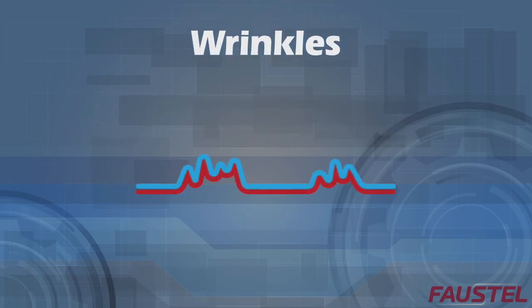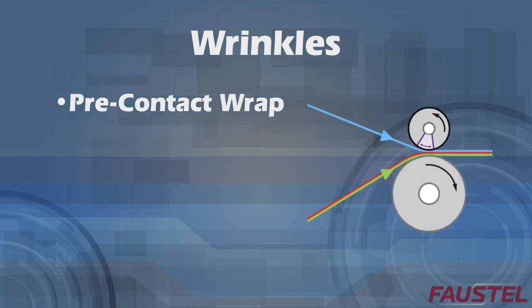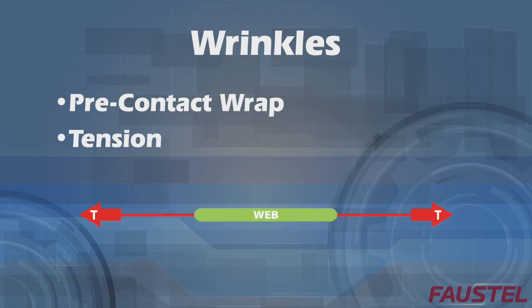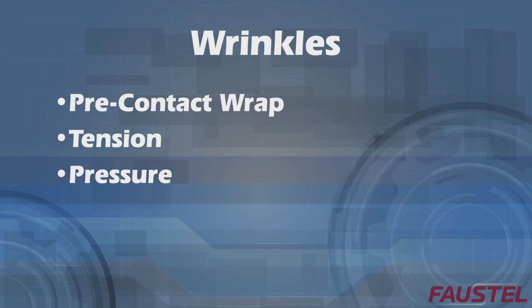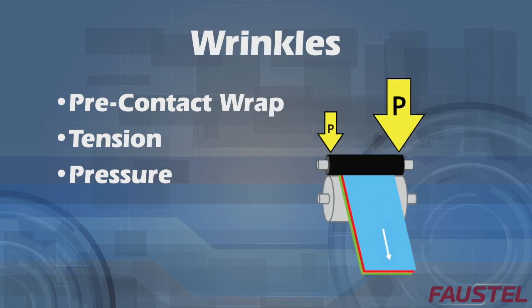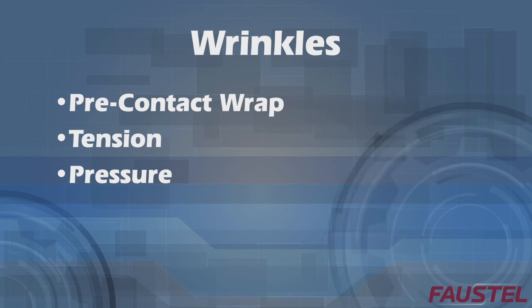Wrinkling in the combining nip can be the result of one of 3 things: insufficient pre-contact wrap on the elastomer roll, incorrect secondary web tension, or non-uniform side-to-side pressure. The actual cause is easily determined by inspection. A wrinkle which maintains an essentially constant position is probably related to high tension. Those that move erratically, accompanied by web steering, indicate insufficient tension.